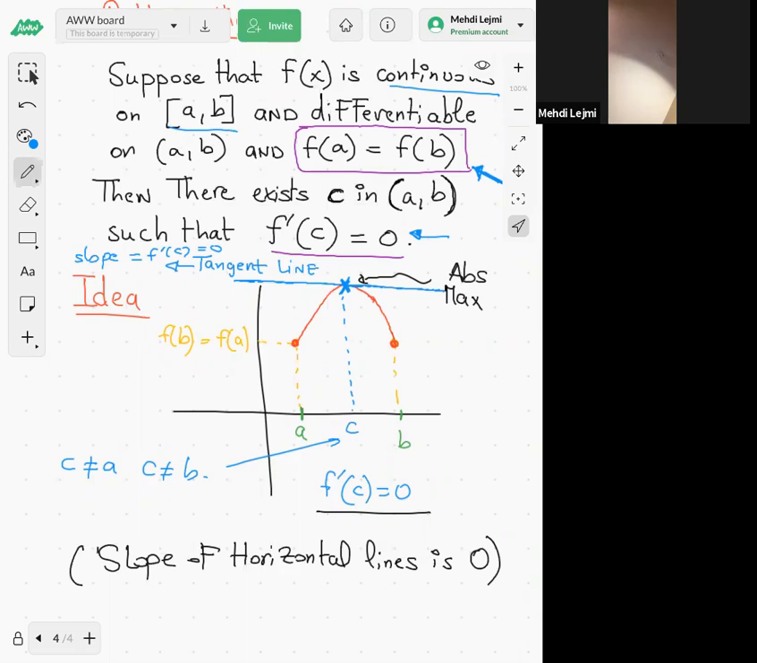Anyway, now you may ask why this theorem is useful. Let me show you an example of why this theorem could be useful.